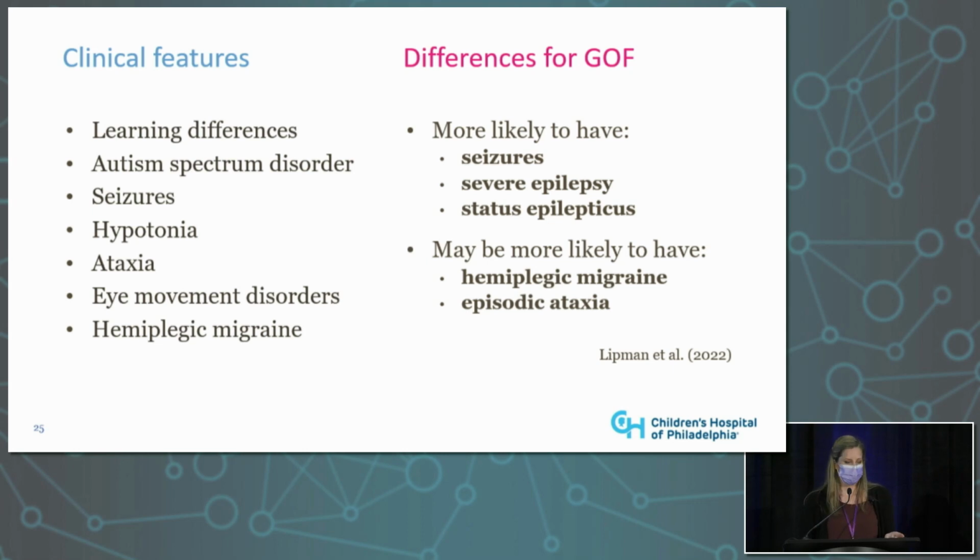For gain of function, these are more likely to have seizures, severe epilepsy, and status epilepticus. Overall, it may be more likely to have hemiplegic migraine and episodic ataxia, which is these periods of uncoordinated movement. So these sets of features are ones that we typically associate with gain of function only, and we don't expect to see in loss of function. But many of the other features can be present in both.